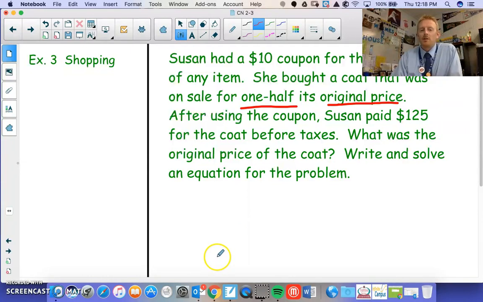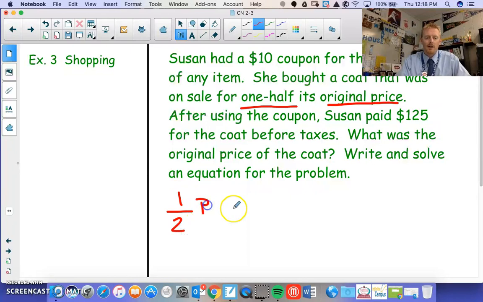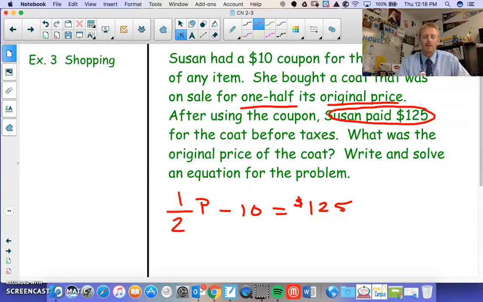What was the original price? Write and solve an equation. Well, I would imagine, folks, that 1/2 the price should probably be 1/2 times P, P being the price. And then she had a $10 coupon, so we could just subtract that $10 too. And since the price that she paid was $125, sounds to me like we just made ourselves the equation, because that's exactly what they just told us to do.